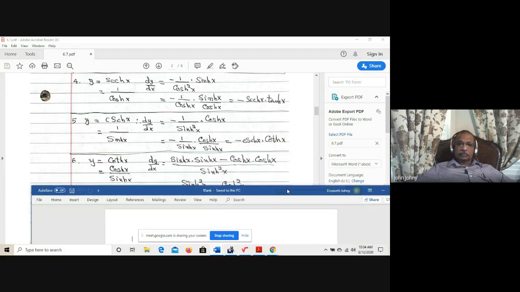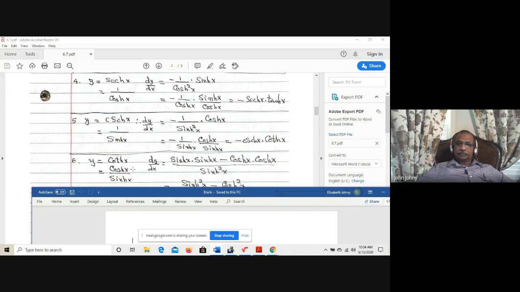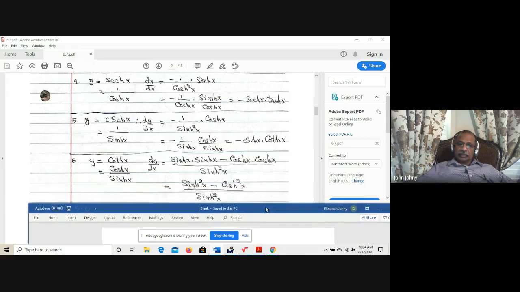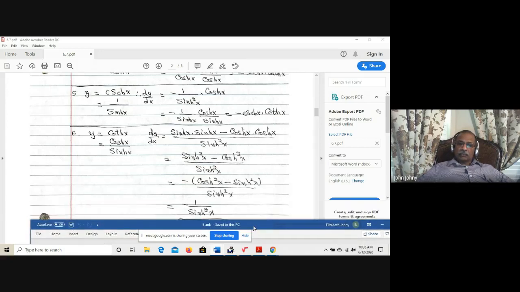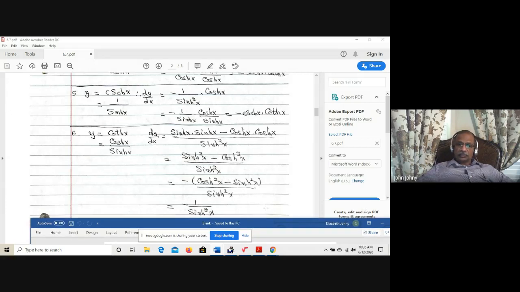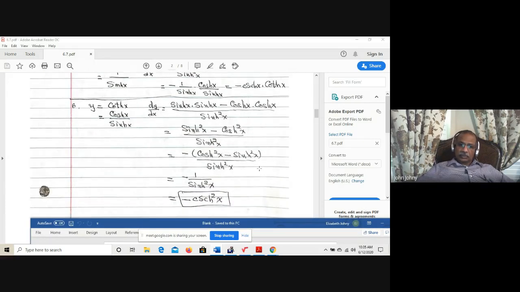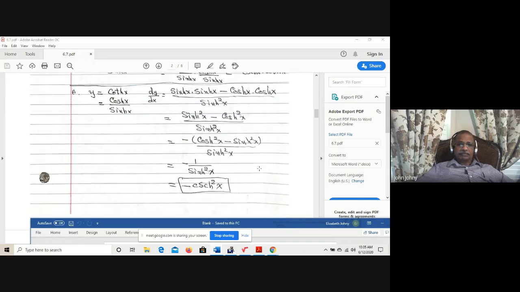That is cos hx minus sin hx. You see, quotient rule, denominator times the derivative of the numerator. So sin hx times sin hx minus cos hx times cos hx divided by sin square x. Numerator is sin square x minus cos square x. You pull out a negative sign out of that. So it becomes negative cos square x minus sin square x all divided by sin square x. And that is negative 1 over sin square x. That is negative cosecant h square x.